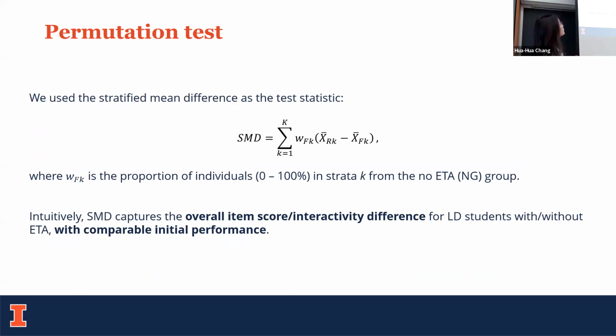The test statistic we used was a simple stratified mean difference, which essentially looks at, in each of those strata, what the average score difference is between the students who received the accommodation versus those who didn't. Intuitively, this statistic captures the overall item score or interactivity difference for LD students with or without ETA, with comparable performance on the initial questions.